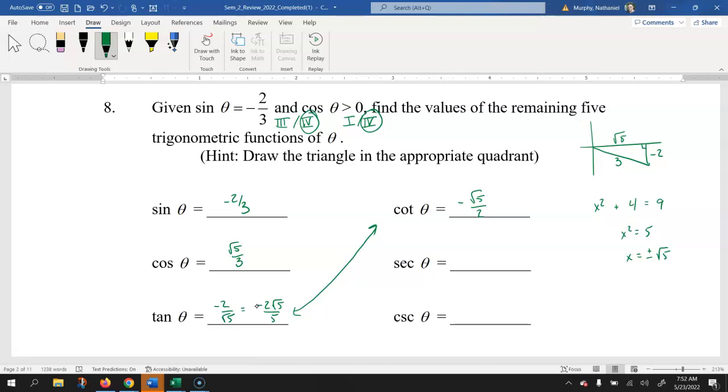And the secant, that's the reciprocal of the cosine function. So the reciprocal of square root of 5 over 3 would be 3 over the square root of 5. Again, rationalize the denominator, and we end up getting 3 square root of 5 over 5. And lastly, these are reciprocals of each other, so this would just be negative 3 over 2.